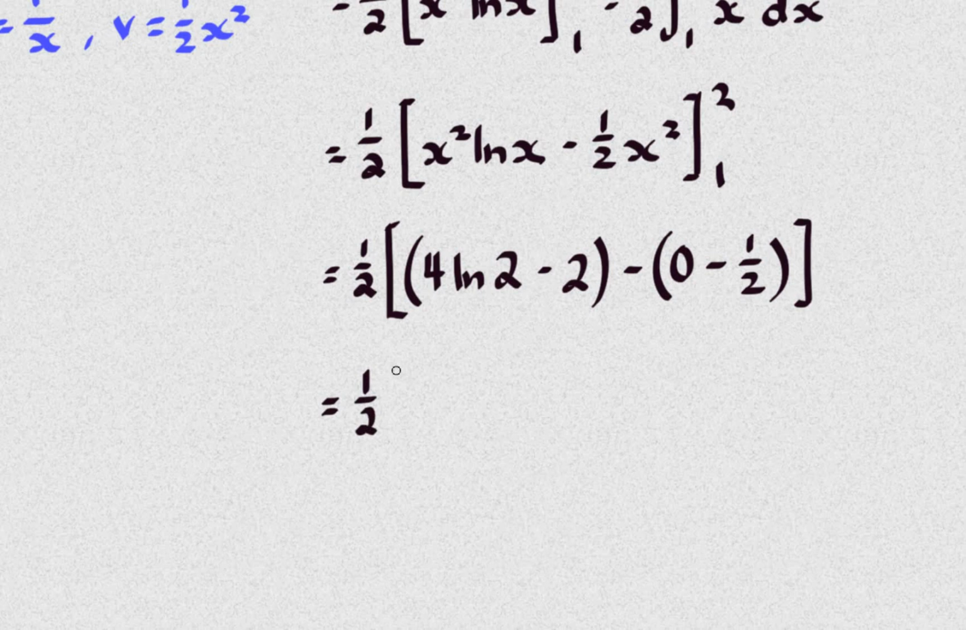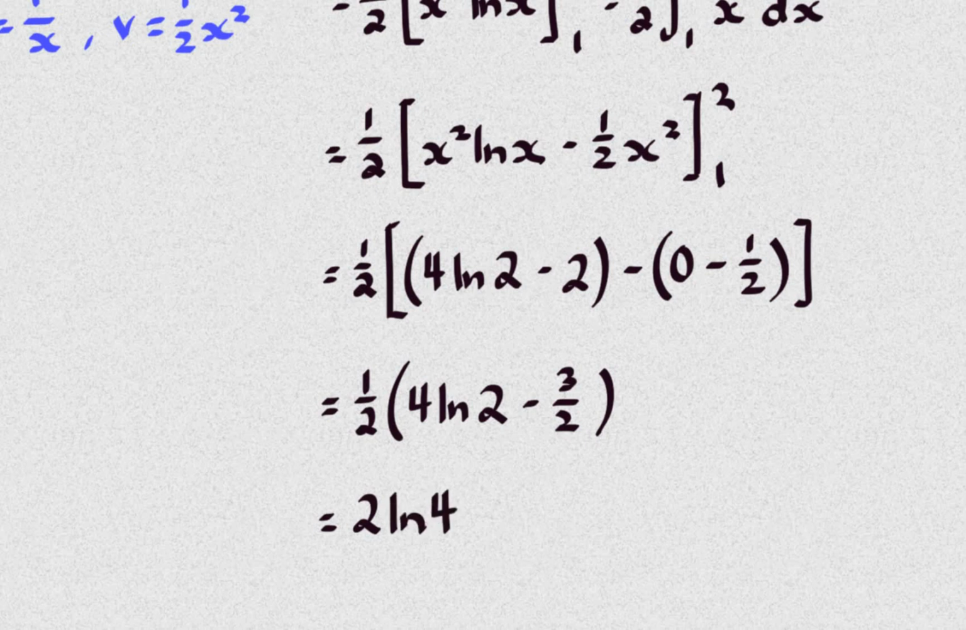So we have 4 ln 2 and minus 2 plus a half, that gives us minus 1.5 or minus 3 on 2. And yeah, we could leave it like this. We could expand it back out, might look a bit nicer. So half times 4 is 2, so we have 2 ln 2 minus 3/4. Yeah, looks like a pretty good place to stop.